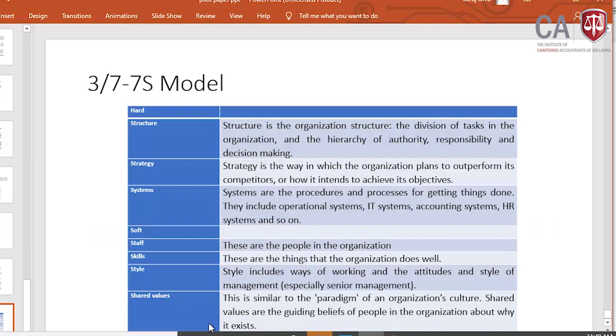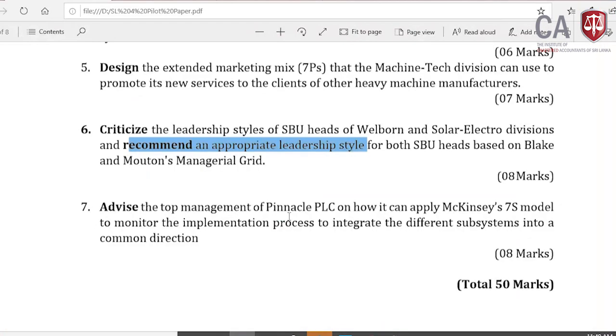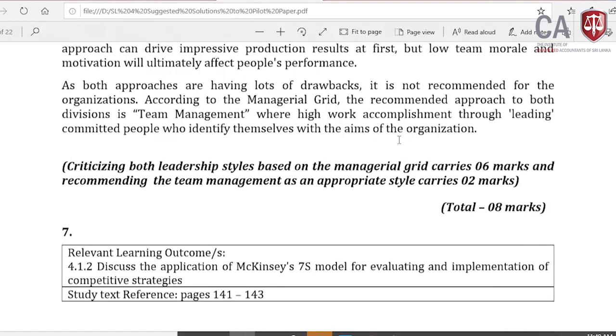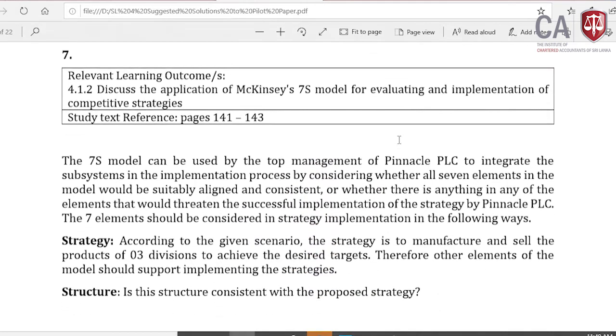The examiner tests your knowledge on this. Advise the top management of Pinnacle PLC on how it can apply McKinsey's 7S model to monitor the implementation process to integrate the different subsystems into a common direction. So, we will look at the examiner's answer also.